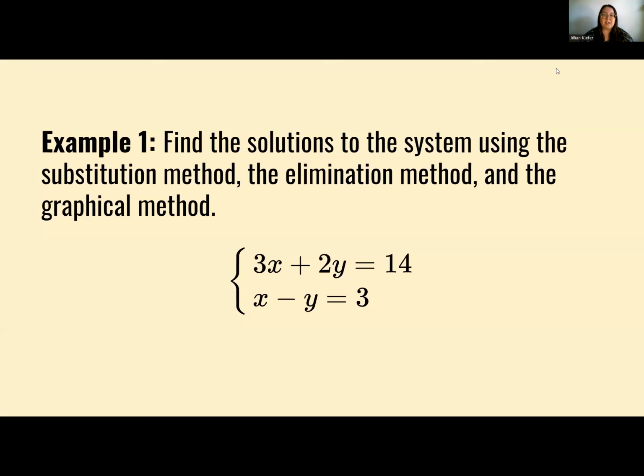We have example 1 here. We want to find the solutions to the system using the substitution method, the elimination method, and the graphical method. So we're going to do all three when we go ahead and solve for this example. Our system of linear equations is going to be 3x plus 2y is equal to 14, and x minus y is equal to 3. So all right, let's go ahead and head over onto our notes to work this problem out.